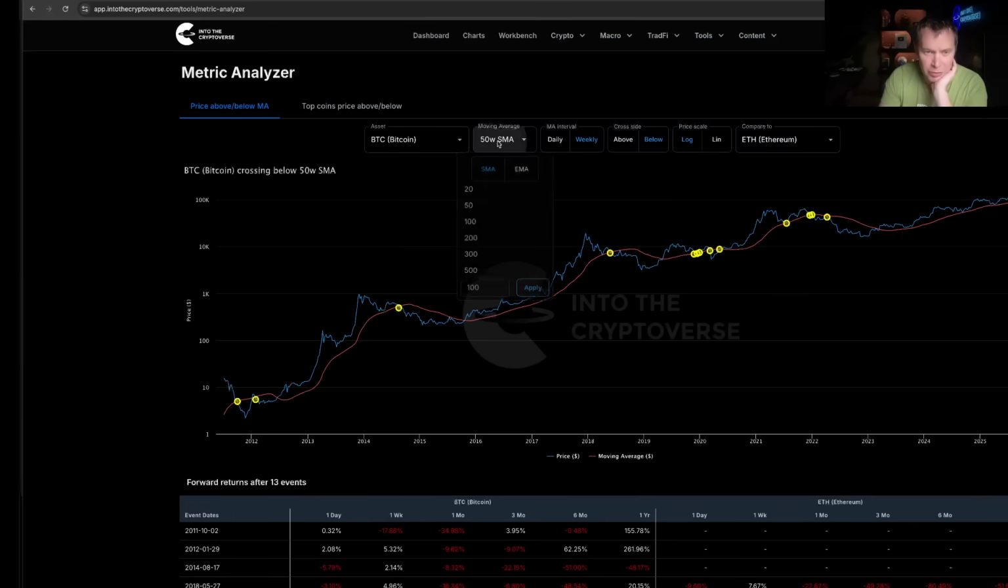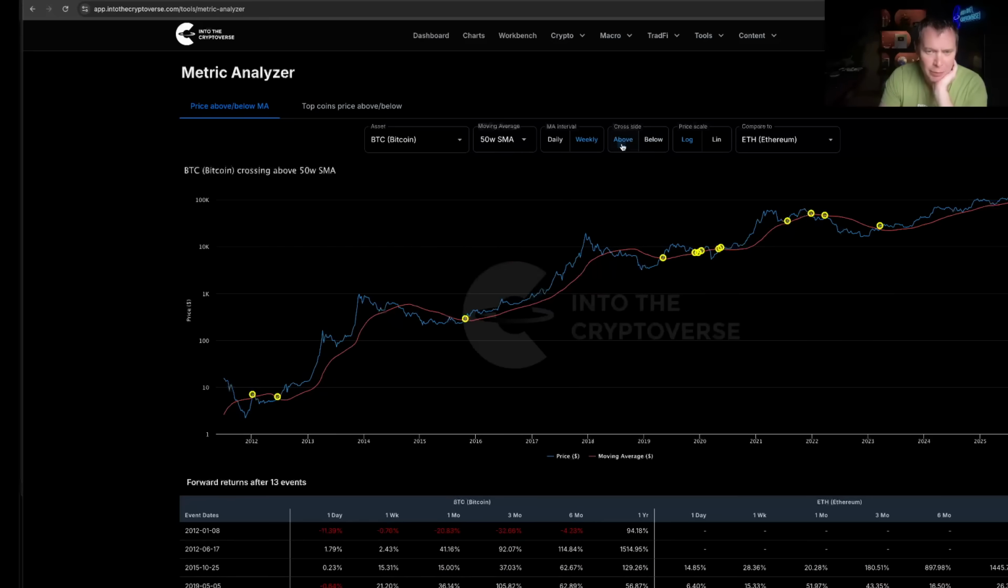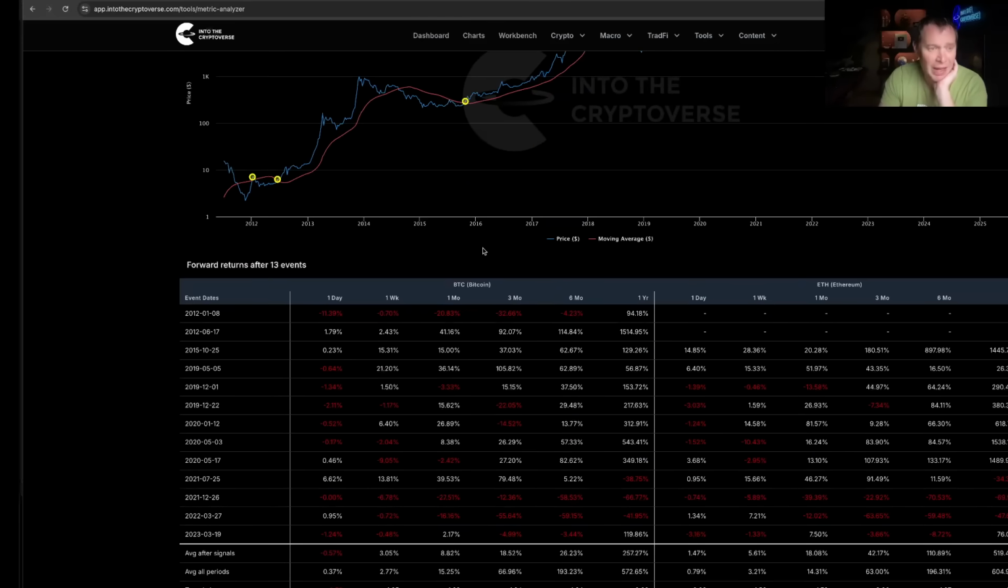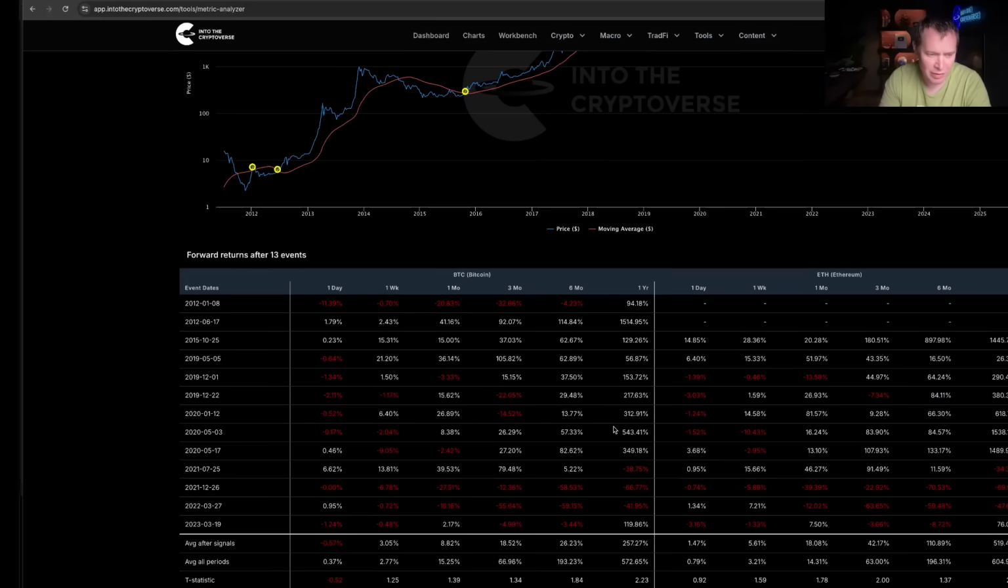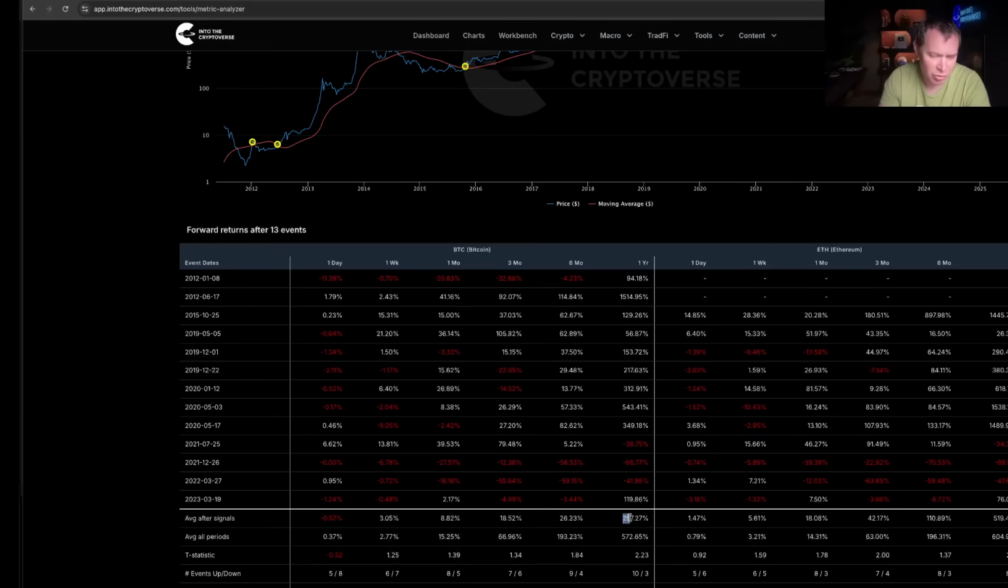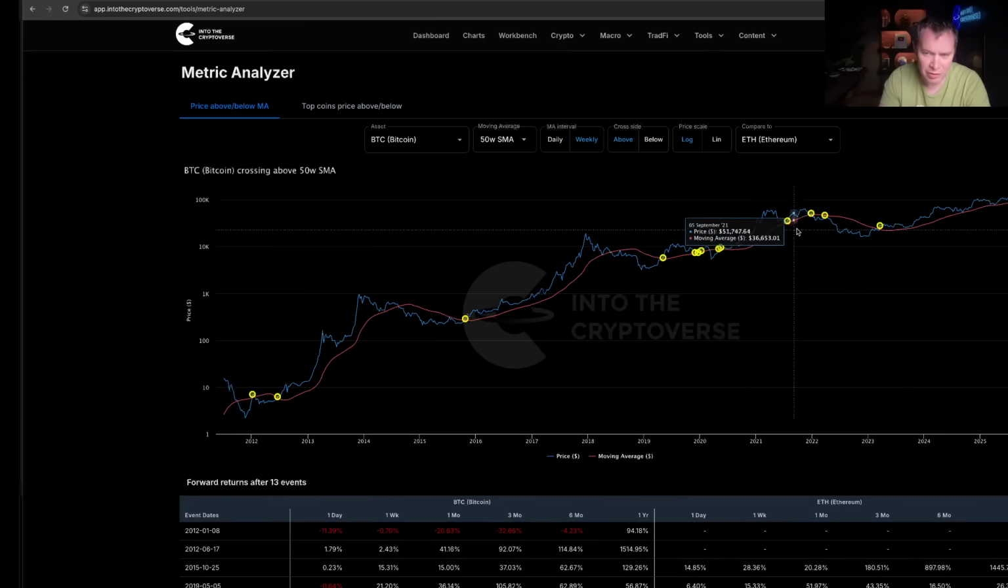What you could also do is say, all right, what about above? What happens when it gets above it? And then you can see these examples where Bitcoin got a weekly close above the 50-week SMA after being below it. In that case, you can see that so many times where that happens, the price of Bitcoin is a lot higher later on. Now, are there times where it's not? Absolutely. But on average, it shows you that Bitcoin tends to go up a lot after that signal.